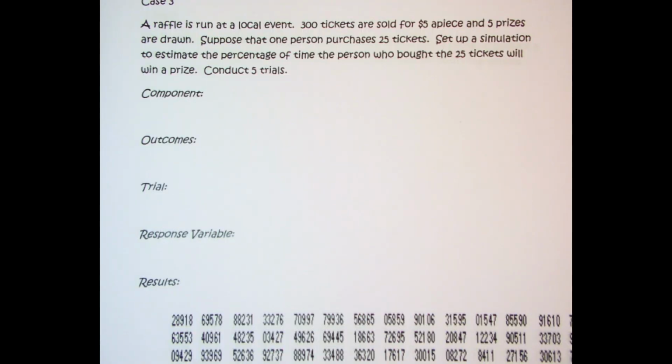All right, so in case 3 here, we have a raffle run at a local event. 300 tickets are sold for $5 a piece, and 5 prizes are drawn. Suppose that one person purchases 25 tickets. Set up a simulation to estimate the percentage of time the person who bought 25 tickets will win a prize. Conduct 5 trials.